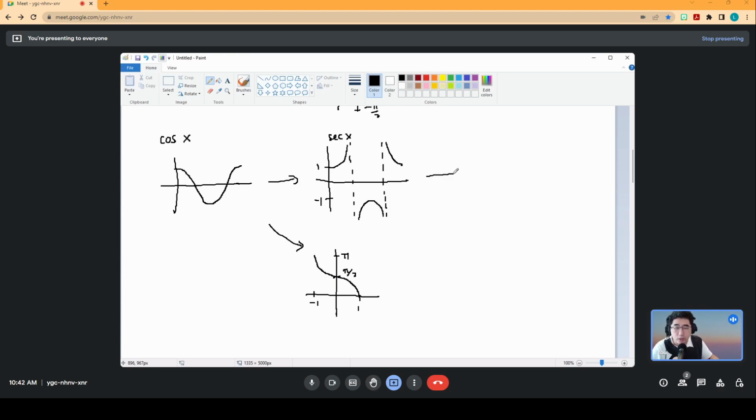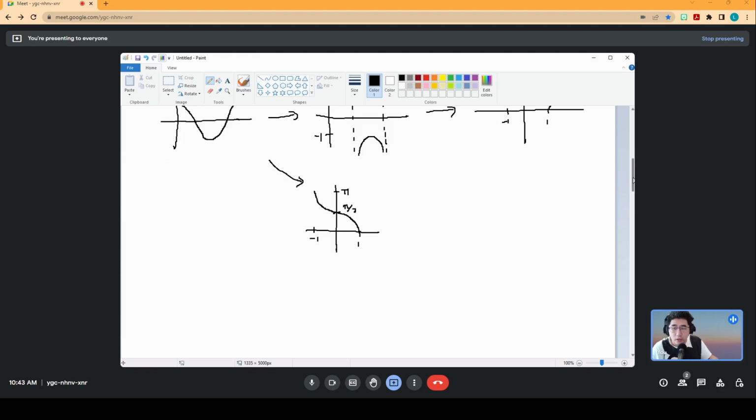And we have the arcsecant graph, that is defined from here. So we have this shape. So minus 1, 1, then this is pi over 2.